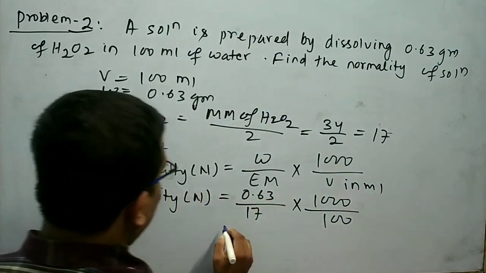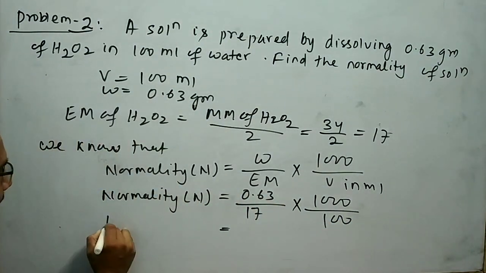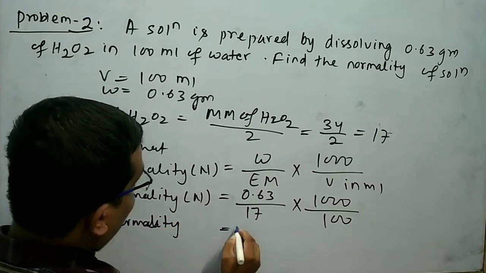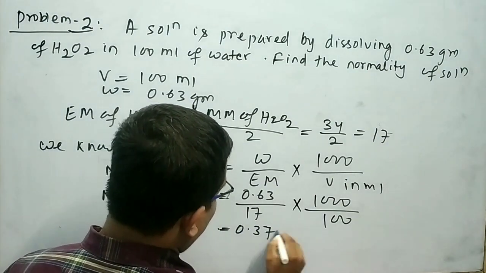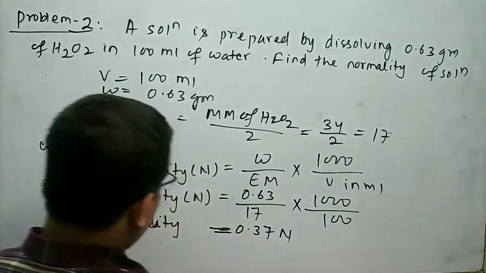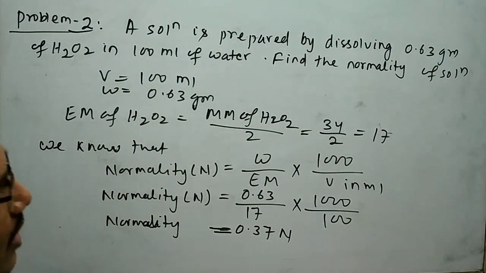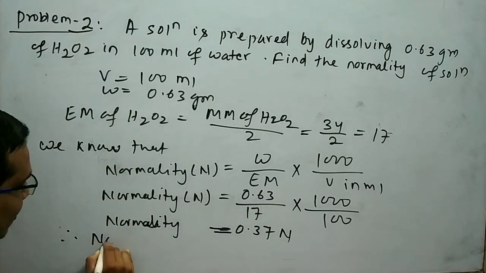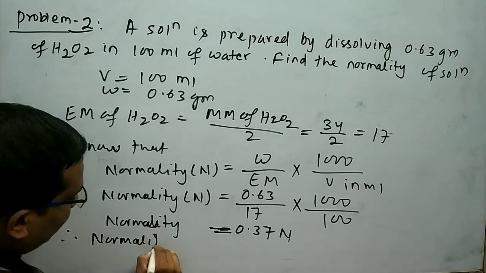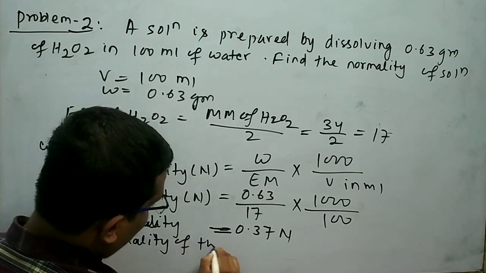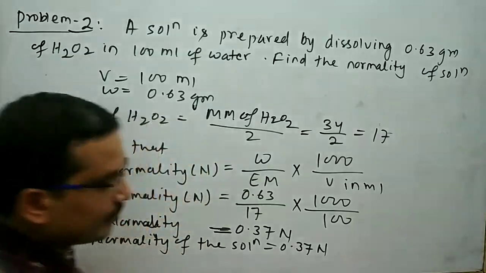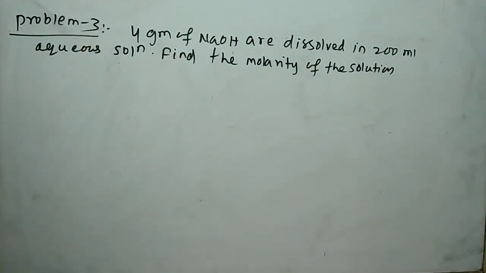By solving, I can write normality equals 0.37 N. Our question is to find the normality of the solution. So I can write normality of the solution equals 0.37 N. Next I will solve problem number 3.